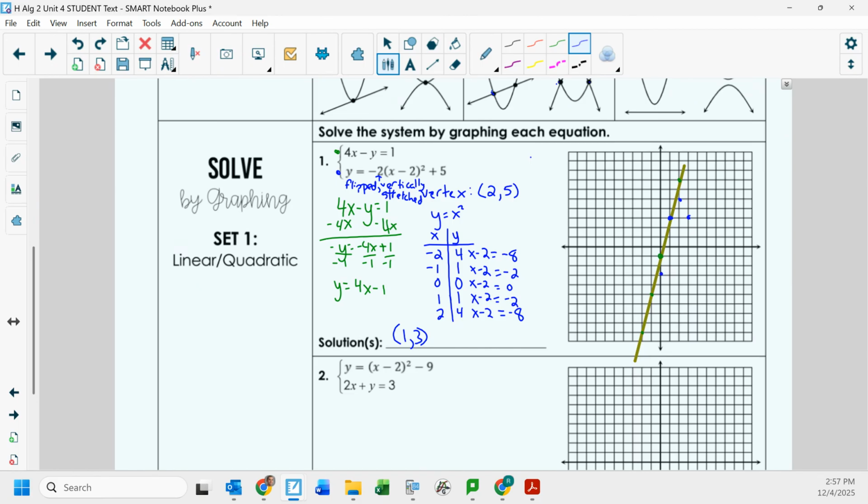And then the mirror image, right 2, 1, 2, 3, 4, 5, 6, 7, 8. And so these would only intersect at that one spot. They would come close to intersecting at a lot of other spots, but they would only intersect at that one point of 1, 3. So that's one example of a parabola and line that would only intersect at one spot.